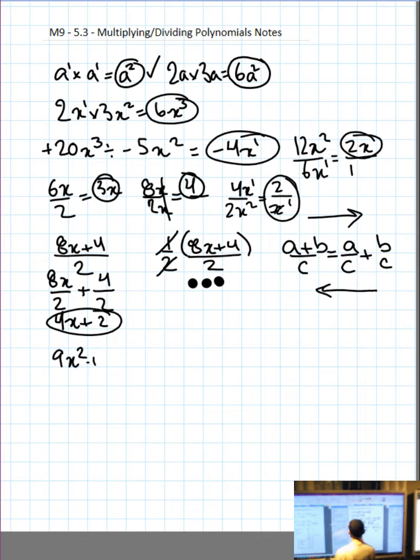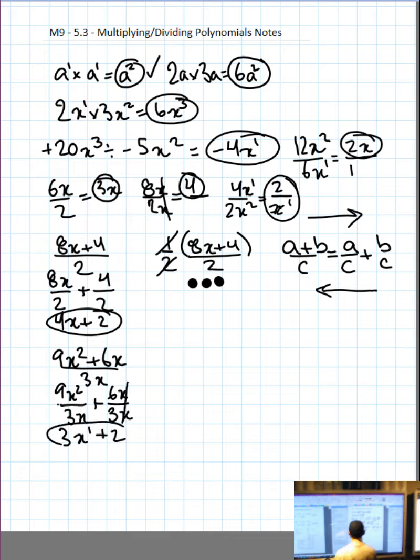9x squared plus 6x all over 3x. Well, separate fractions. Over plus over 3x, 3x, 9x squared, 6x. Simplify. 9 divided by 3 is 3. X squared divided by x. Subtract the exponents. X to the 1. 6 divided by 3 is 2. X over x is 1. Circle your answer.